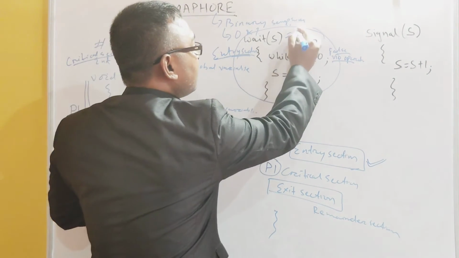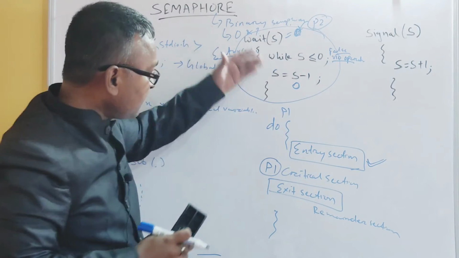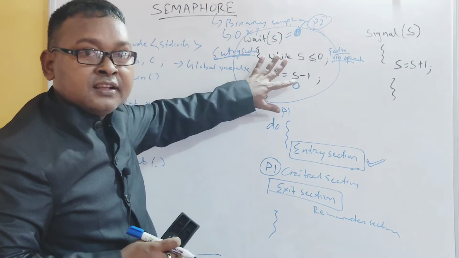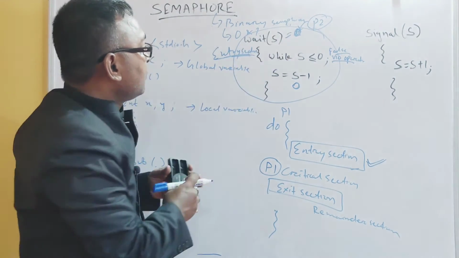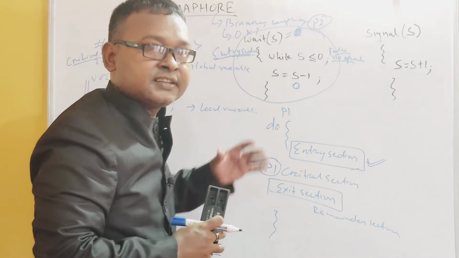So right now the semaphore value is 0. So P2 wants to enter into the critical section. That means it will execute the entry section, that means it will execute this particular code. So now the semaphore value is 0. So while S is less than or equal to 0, the condition is satisfied.